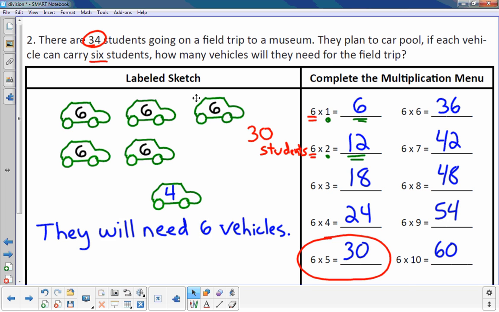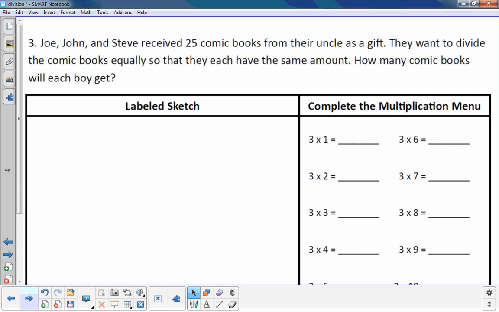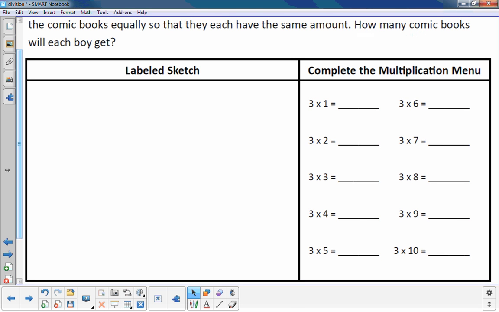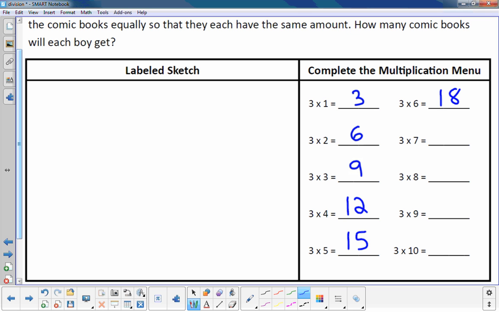I think we have time for one more. Joe, John, and Steve received 25 comic books from their uncle as a gift. They want to divide the comic books equally so that they each have the same amount. How many comic books will each boy get? All right. So I have my multiplication menu over here. I'm going to complete that quickly. It's just my facts of 3.